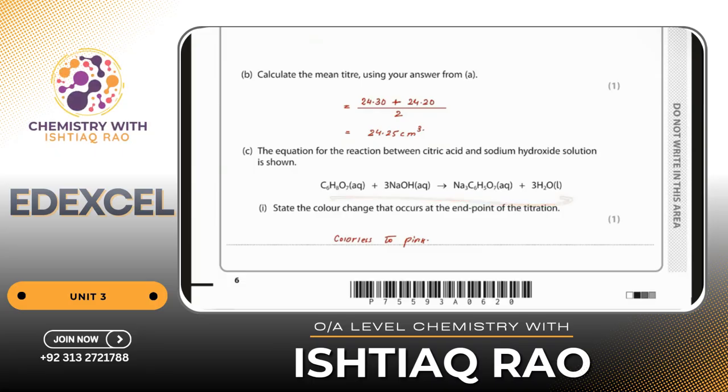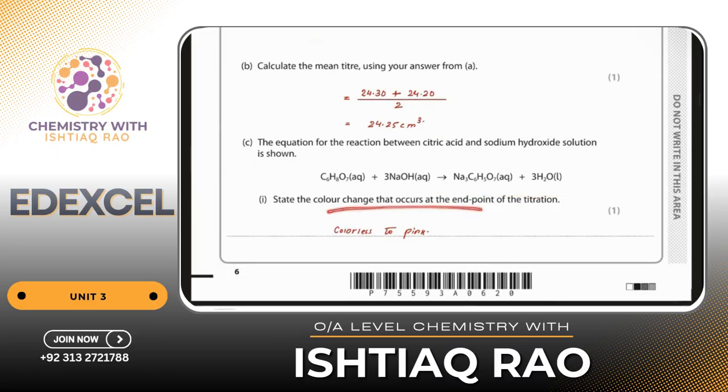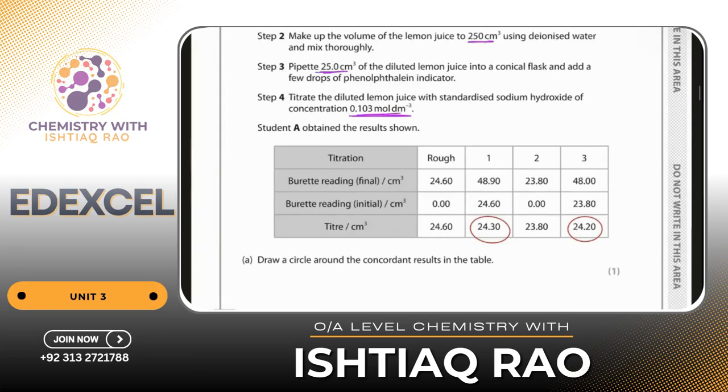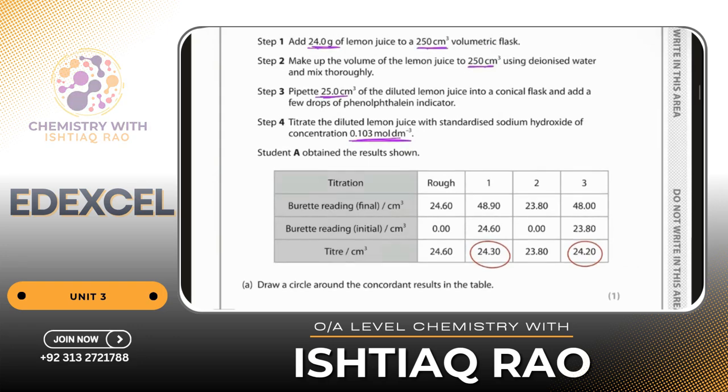The equation for the reaction between citric acid and NaOH is shown. Okay, this is an acid-base reaction. State the color change. We have used phenolphthalein. Phenolphthalein is pink in base and colorless in acid. So we have to see whether the color will be changing from colorless to pink or pink to colorless. Remember, that is very important. So we have to see what is present in the conical flask.